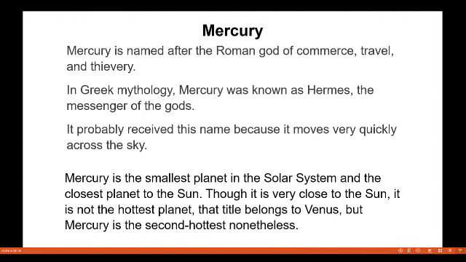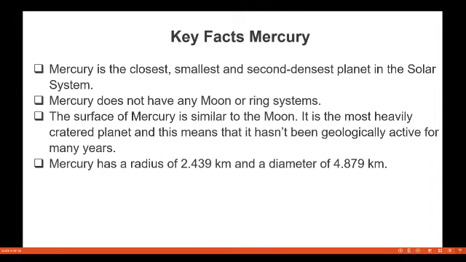Mercury is the smallest planet in the solar system and the closest planet to the Sun. Though it is very close to the Sun, it is not the hottest planet. Quite interesting, but Venus is the hottest, though Venus is second in order in the solar system. Mercury, as I have already said, is not only the closest to the Sun, it is also the smallest and the second densest planet in the solar system. Mercury does not have any moon or rings like Saturn.